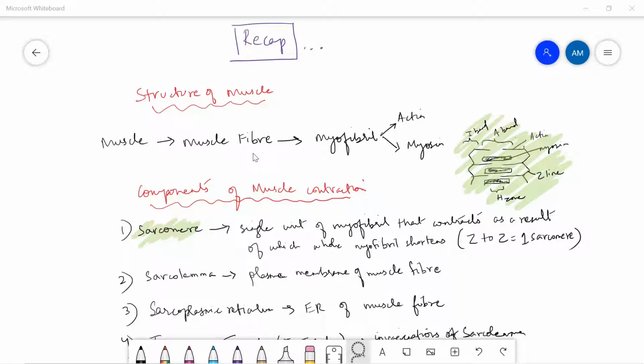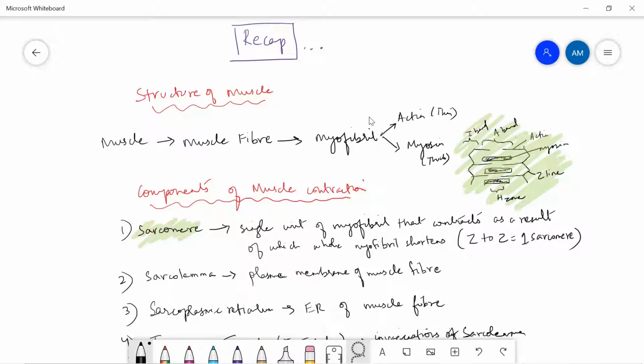Now, if you look into the cytoplasm of a muscle fiber, many cylindrical rod-like contractile protein arrangements will be found. Those cylindrical rod-like structures are called myofibrils. Each myofibril is made up of two types of main contractile protein, that is actin and myosin. Actin will form the thin filament and myosin will form the thick filament.